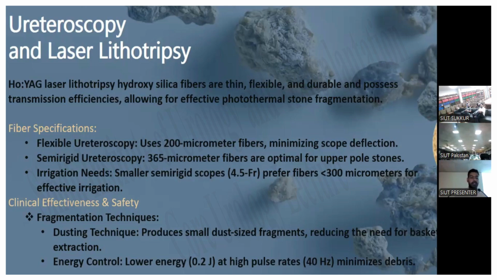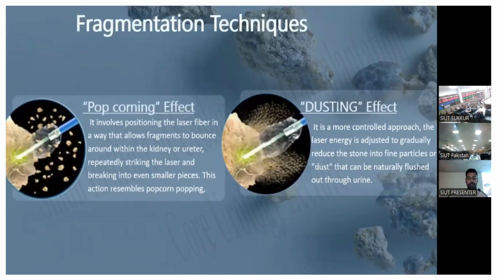Now the fiber specifications are that in flexible scopes, 200 micrometer fibers are used, while in semi-rigid, 365 micrometers are optimal for upper pole stones. Irrigation needs smaller semi-rigid scopes, so prefer fibers less than 300 micrometers for effective irrigation. Among clinically effective fragmentation techniques, dusting is one technique that we will see ahead. It produces small dust-size fragments and reduces the need for basket extraction. For energy control, lower energy is used at high pulse rates, and it minimizes debris formation.